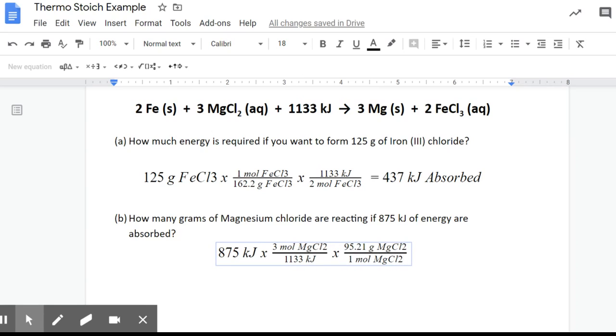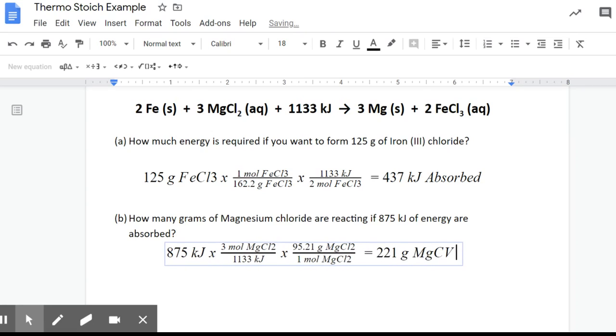If we check our units, we cancel the moles of magnesium chloride and the kilojoules, and we're going to be left with grams. So if we do our calculation, we should find that 221 grams of MgCl2 are needed to react with 875 kilojoules of energy.